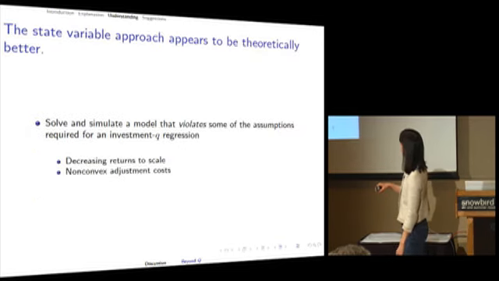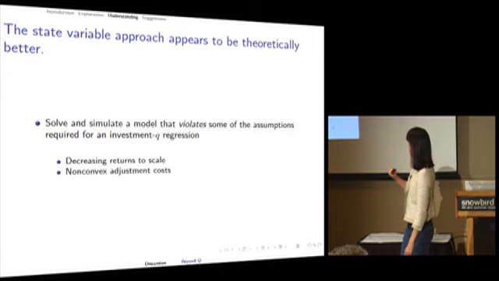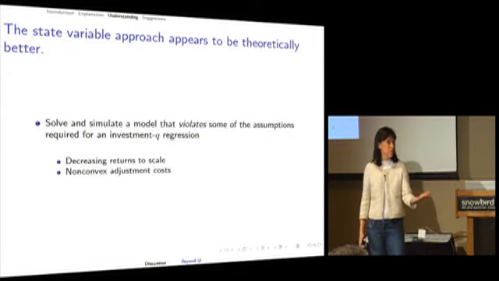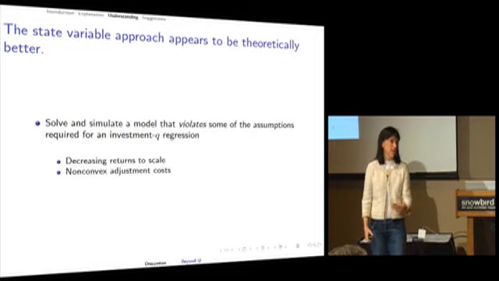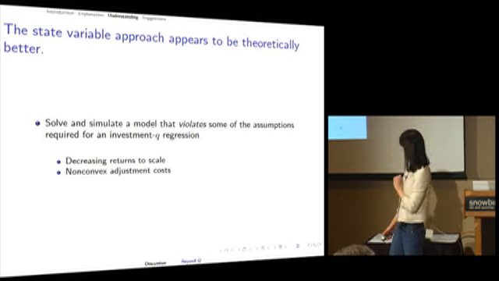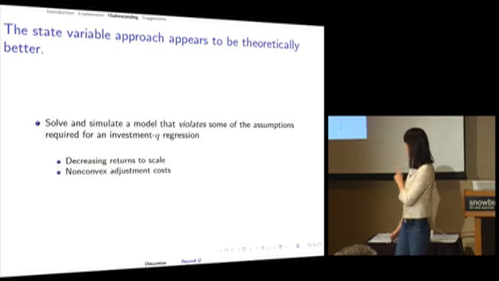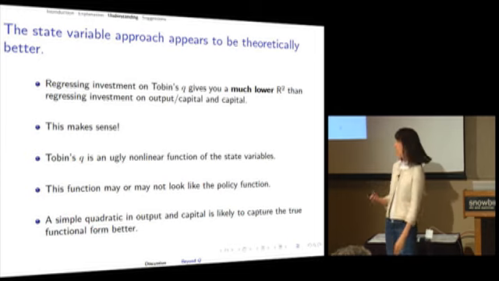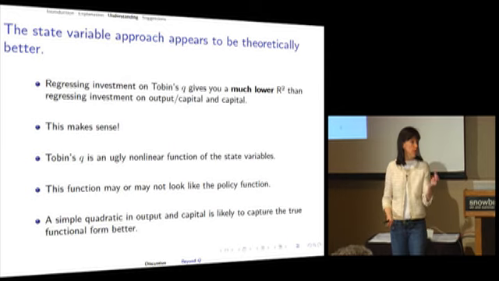But then I did what they did. I solved and simulated a model that violates some of the assumptions. And you might imagine that these would be true in reality. Who said that all the Tobin's Q assumptions are correct, right? And so I dumped in some decreasing returns to scale, dumped in some non-convex adjustment costs, and just like they did, regressing investment on Tobin's Q gives you a much, much, much lower R-squared, just like what they found.